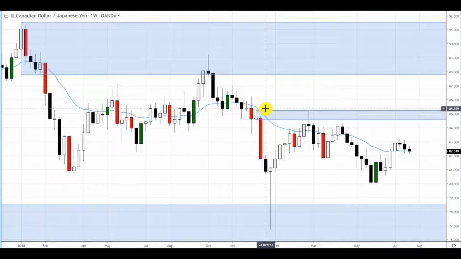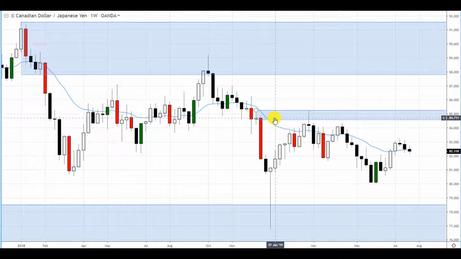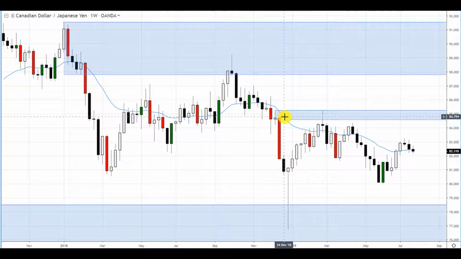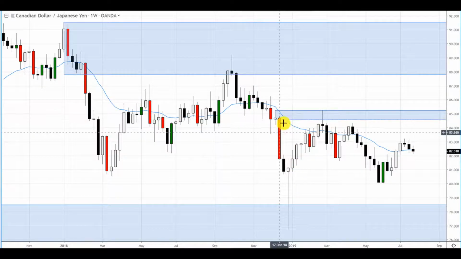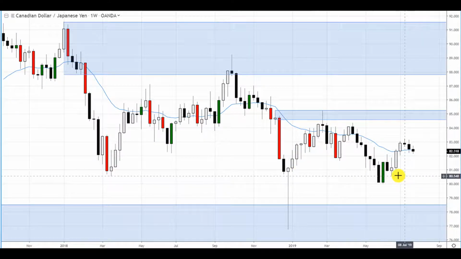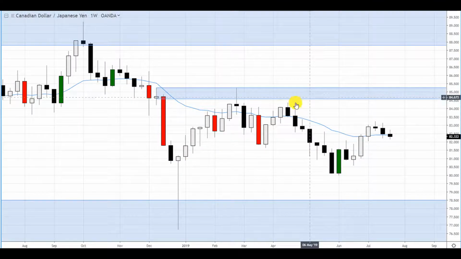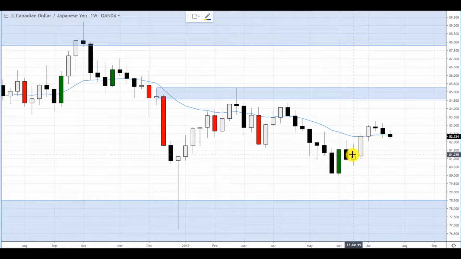So on the monthly we saw that the blue line was the acting resistance, but on the weekly we see that there's a very powerful area of supply right here. That is what's driving price down. So we see that supply zone was in control, it dropped, and then it created a pretty strong level of demand right here.